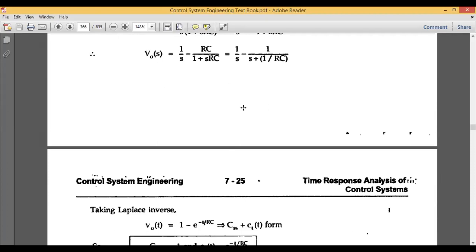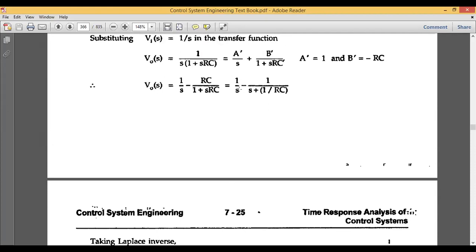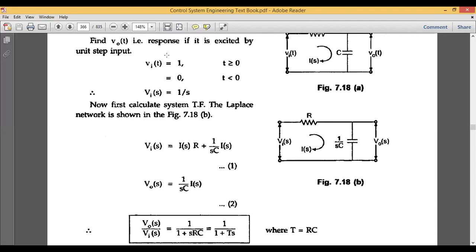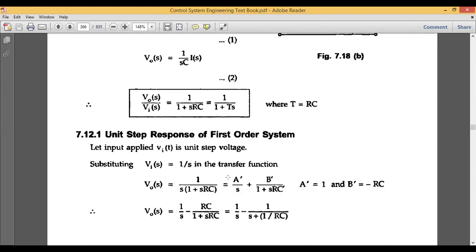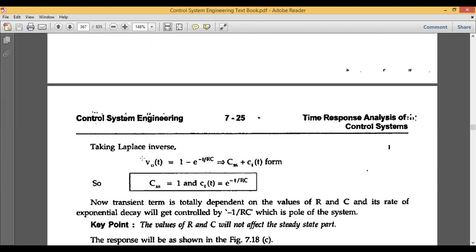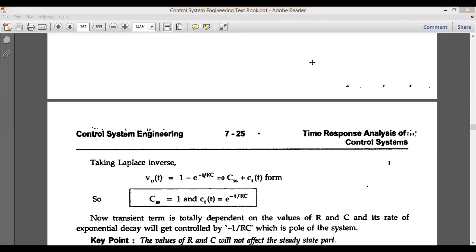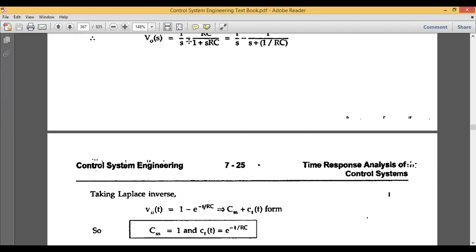So applying the inverse Laplace transform, what is the Laplace transform of 1? It is 1 by s. So what is the inverse Laplace transform of 1 divided by s? It is 1. So after applying the inverse Laplace transform for this particular equation, 1 by s becomes 1. And 1 divided by s plus 1 by RC becomes, minus will be as it is, e, that is exponential raised to minus 1 divided by RC, minus 1 divided by RC.